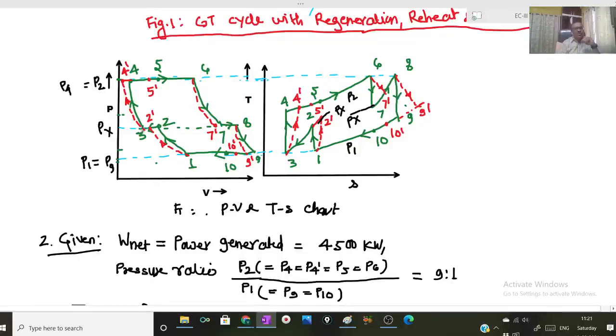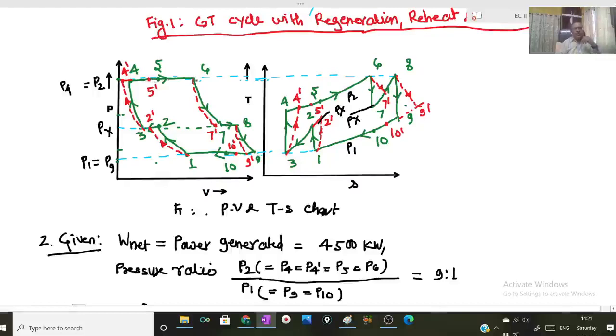2 dash 3 represents intercooling. 3 to 4 represents isentropic compression in the high pressure compressor. 3 to 4 dash represents actual compression in the HPC. 4 to 5 is ideal heating, whereas 4 dash 5 dash represents actual heating in the regenerator.